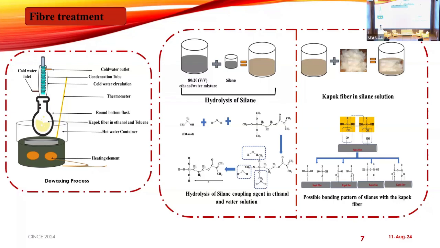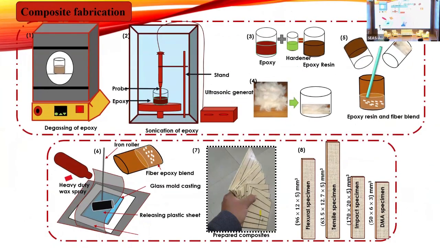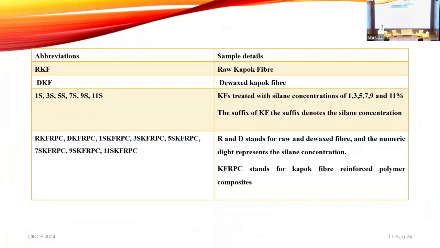After silane treatment, these kapok fiber reinforced polymer composites are fabricated and cut into the required dimensions as per ASTM standards to investigate the flexural, tensile, and dynamic mechanical properties. We used the hand layup technique to fabricate the composites, and these are the composites that we fabricated. These are the samples and the abbreviations that I used here.